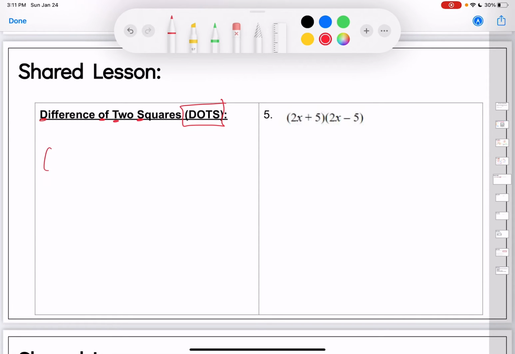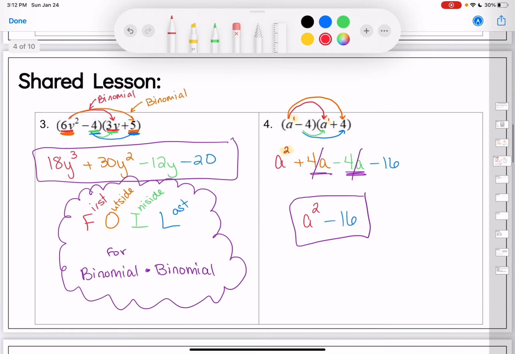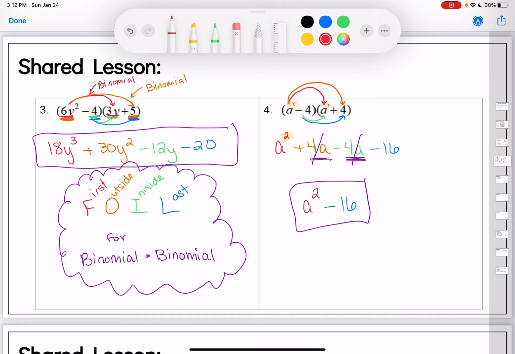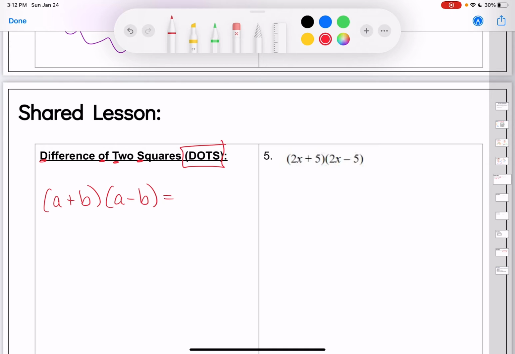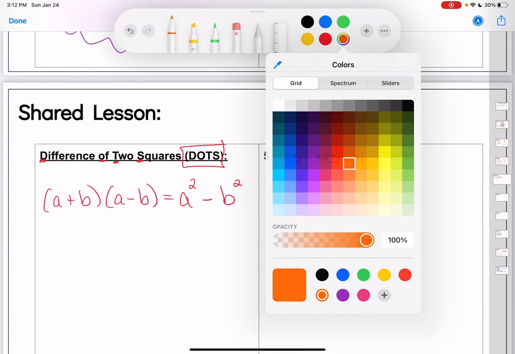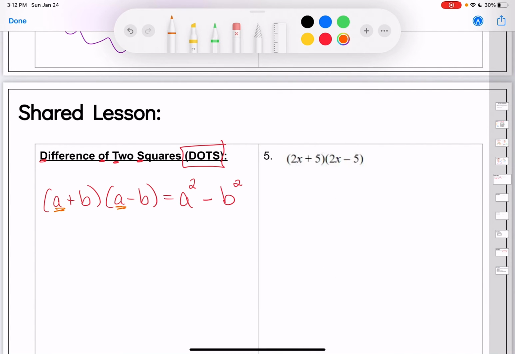So if you see that you have a plus b times a minus b, right? That's what our original problem looked like. A plus 4 times a minus 4. A minus 4 times a plus 4. Exactly the same terms, but one was a plus inside and one was a minus. When you see that, what's going to happen every single time is that the middle two terms are going to cancel out, and you'll just be left with a squared minus b squared, right? Or in other words, you'll take those first terms, it's the same thing, multiply it by itself. Take the second terms, it's the same thing, multiply it by itself, but it will always be subtracting in between.